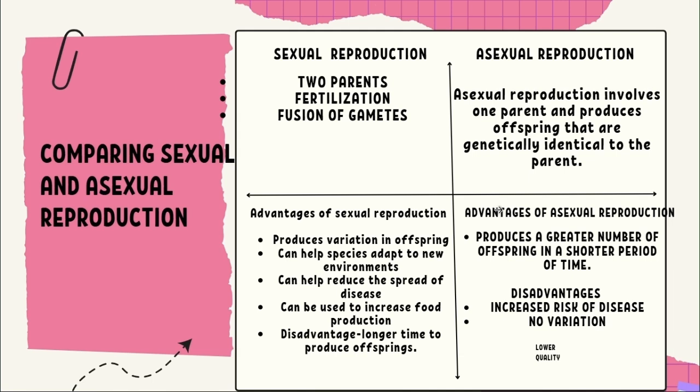With sexual reproduction, you never really know. Either they have the disease or they don't. You honestly won't know, because variation makes the difference in sexual reproduction.